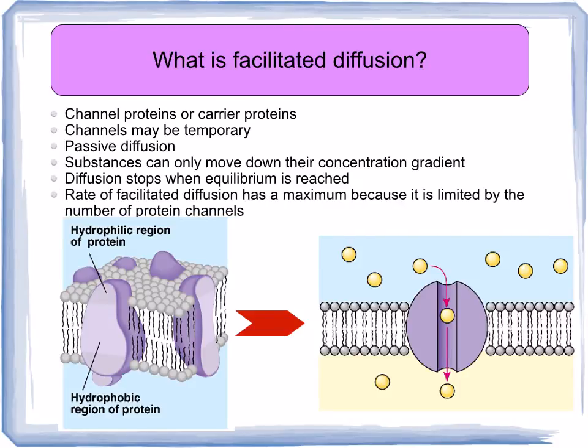The rate of facilitated diffusion can reach a maximum because it's limited by the number of protein channels. What do I mean by this? Well, if you've got 4 protein channels in the membrane compared to another membrane that's got 10 protein channels, which one will have a faster rate of diffusion? The one with 10 protein channels. So here you can see the yellow particles are moving through the protein channel by facilitated diffusion.